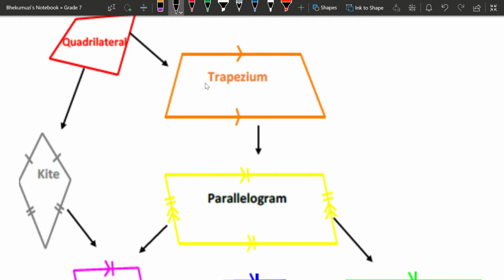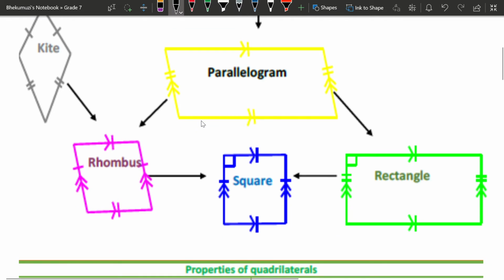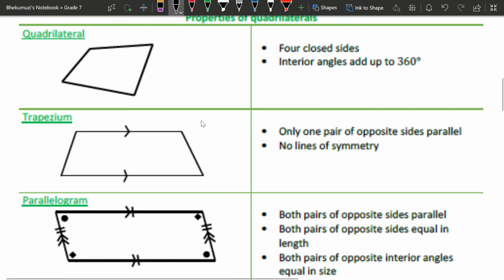So yes, we have the quadrilateral family, and in the quadrilateral family we have the trapeziums, we have a kite, and then we have a parallelogram, we have a rhombus, a square, and a rectangle, right? But now let's look at the properties of these quadrilaterals. Now, a quadrilateral basically is anything that has four closed sides, and the interior angles all add up to 360. Meaning that if we take the angle that is there and there and there, when we add all these four angles together, they should give us 360 degrees, right?